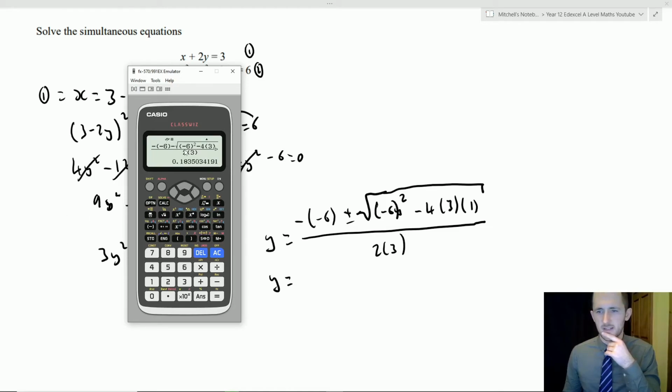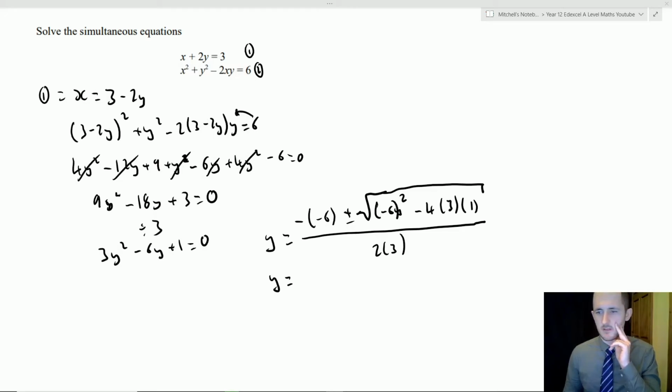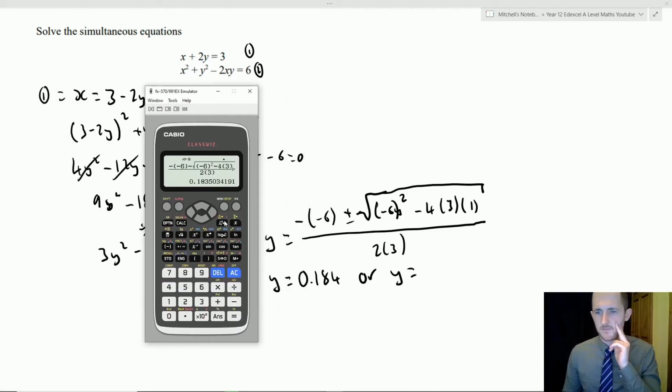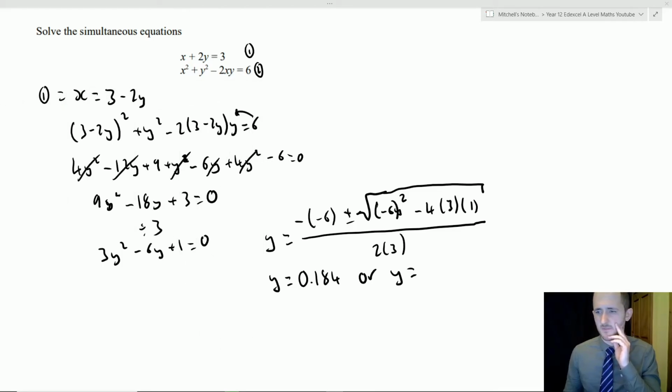Oh man, okay. This answer is correct. It's just really ugly. Okay, 0.184. I'm rounding that just to 3 significant figures. This one's going to be ugly too. 1.82, let's call it.